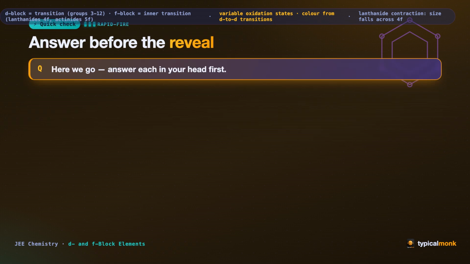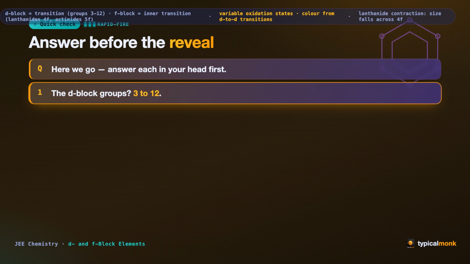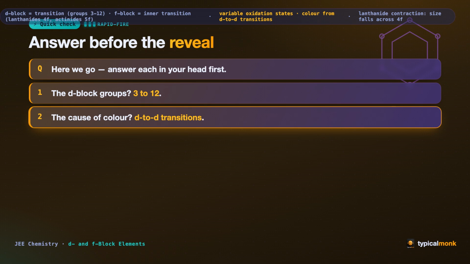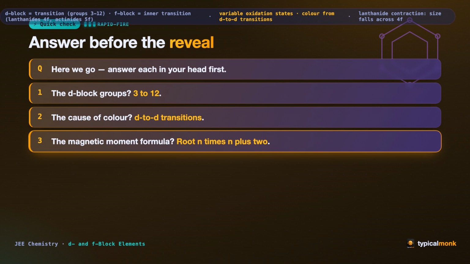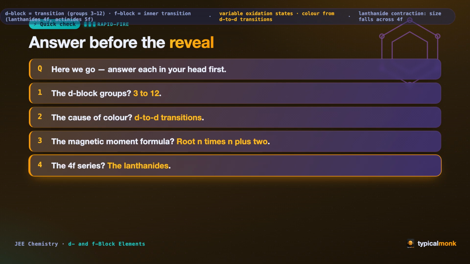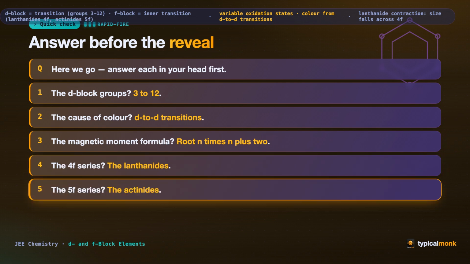Now test yourself. Answer in your head before the reveal. That is how you build JEE speed. Here we go. Question 1. The d block, groups 3 to 12. Question 2. The cause of color, d to d transitions. Question 3. The magnetic moment formula, the root of n times n plus 2. Question 4. The 4f series, the lanthanides. And question 5. The 5f series, the actinides.